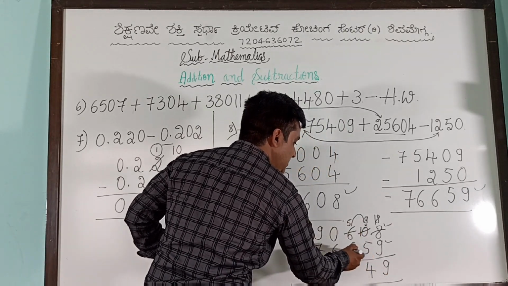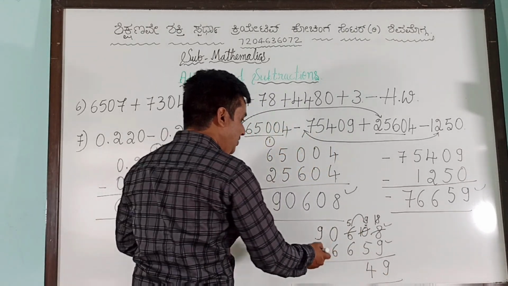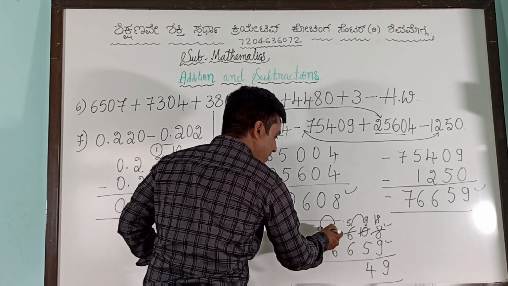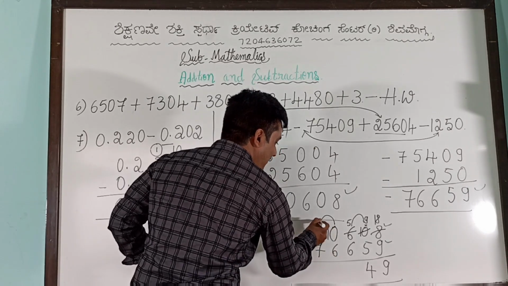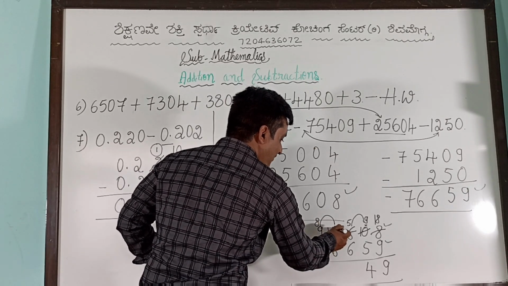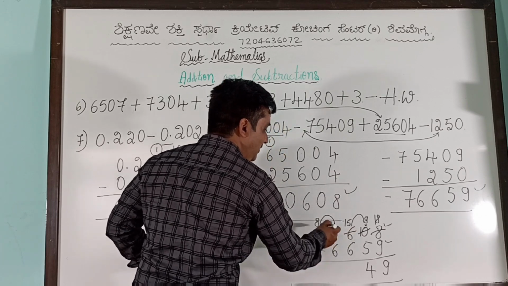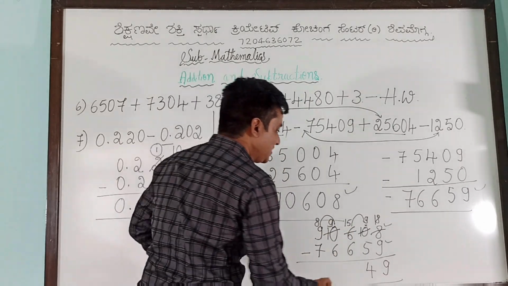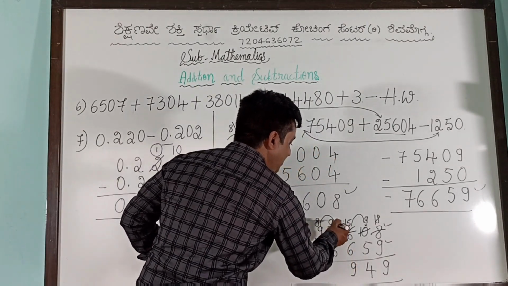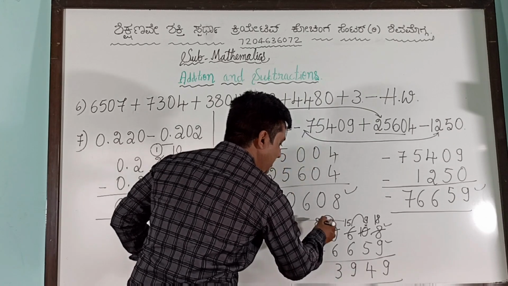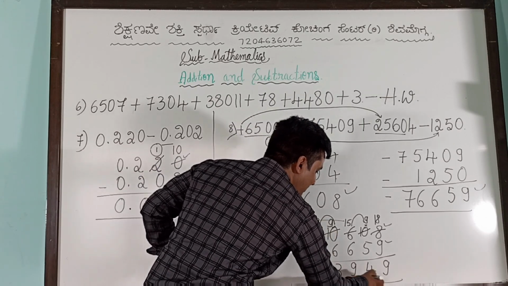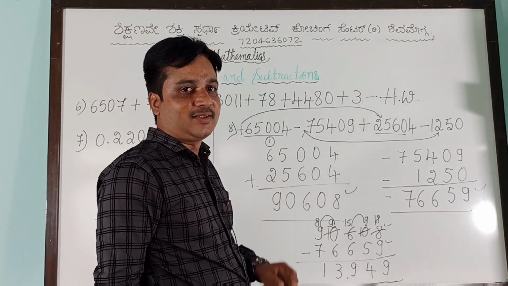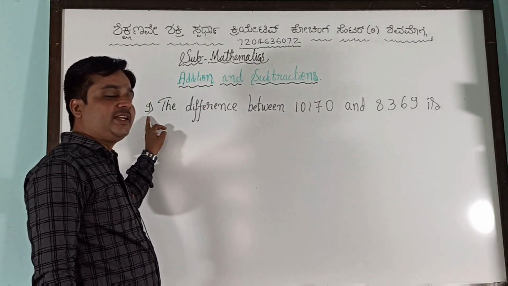9 minus 5 is equal to how much? 4. Here 5 minus 6, again we can't subtract. We have to take one borrow. Here also there is nothing. So then we have to take one borrow from here to here. It becomes 10. Here left 8. So again from here let's take one borrow. Here left 9. Okay. 15 minus 6. 15 minus 6 is equal to how much? 9. 9 minus 6 is equal to 3. 8 minus 7 is equal to 1. So 13,949 is our answer.